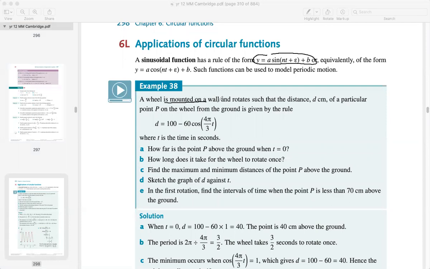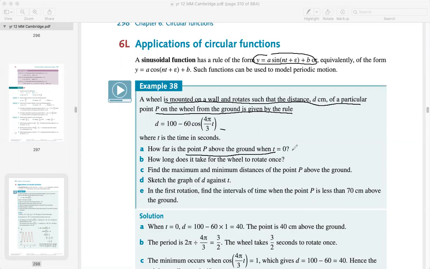A wheel is mounted on a wall and rotates, such that the distance of a particular point on the wheel from the ground is given by this. How far is the point P above the ground when t equals 0? Basically, substitute t equals 0 in, and we get the answer, which is 40 centimeters above the ground.